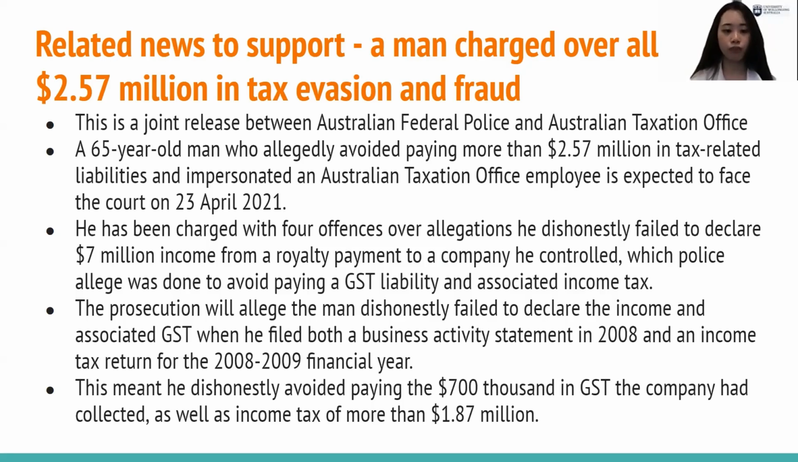He has been charged with 4 offences over the arrangement. His dishonesty failed to disclose 7 million in income from a loyalty payment to a company he controlled, which the arrangement was done to avoid paying a GST liability and associated income tax.